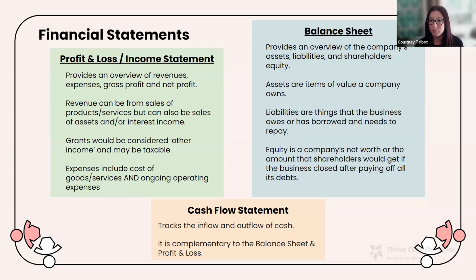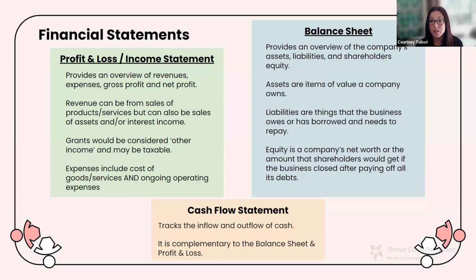The balance sheet provides an overview of the company's assets, liabilities, and the shareholders' equity. Assets are items of value that a company owns. We'll get into some specifics later, but this could be things like cash, equipment, or real estate.